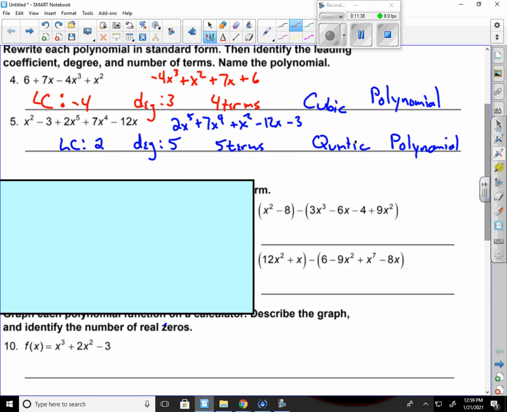Now let's do number 9. I have 12x squared plus x. If I start looking at them, I have x to the 7th is going to go way out in front. The next one is an x squared, so I know it'll line up under this. It's minus a negative, that makes it plus 9x squared, minus a negative 8x, so that's plus 8x, and then minus 6.